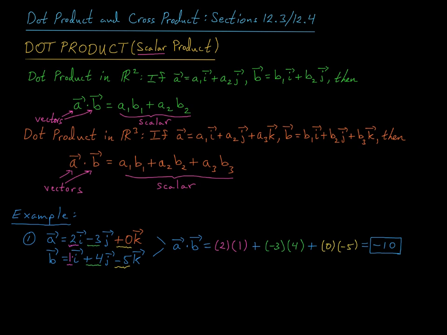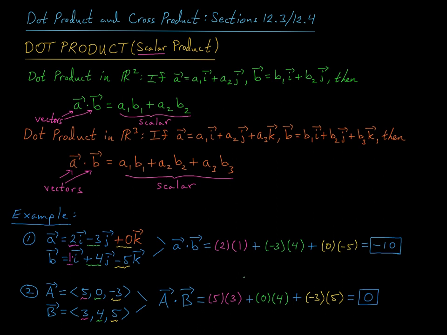Another example here. I have the vector a, which is 5, 0, negative 3, and b, which is 3, 4, 5. To form their dot product, multiply the i components, 5 times 3, the j components, 0 times 4, and the k components, negative 3 times 5, and this simplifies to the scalar 0.